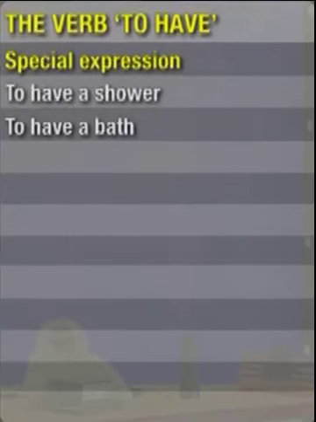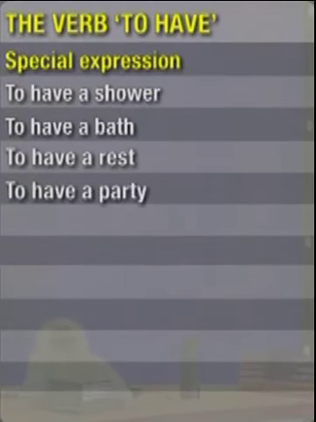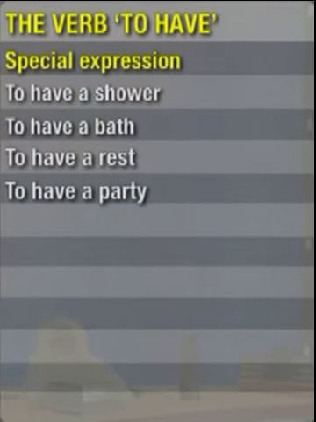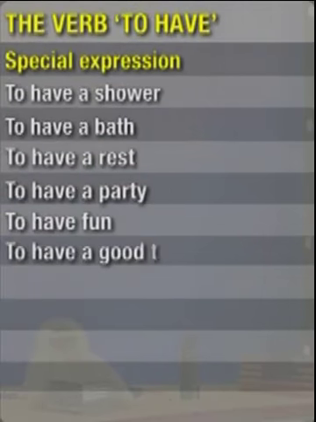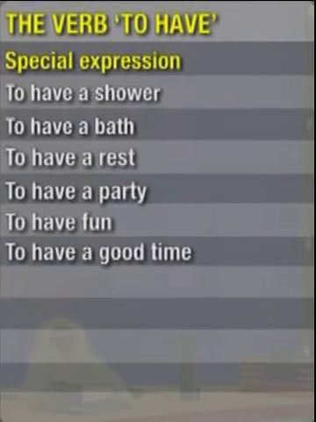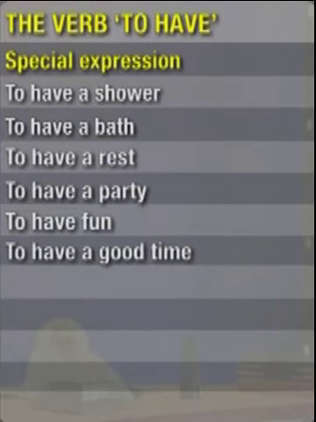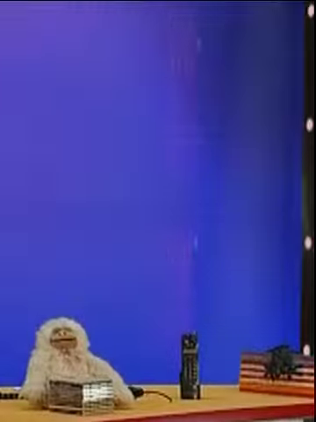We also say to have a rest. We say to have a party. Did you have a good party? We say to have fun, which means to have a good time. Okay? So these are very common expressions which we always use with the verb have.